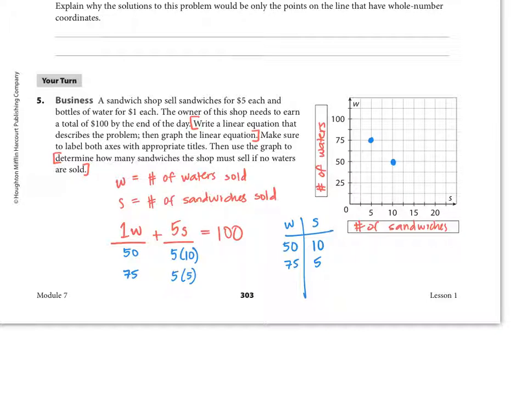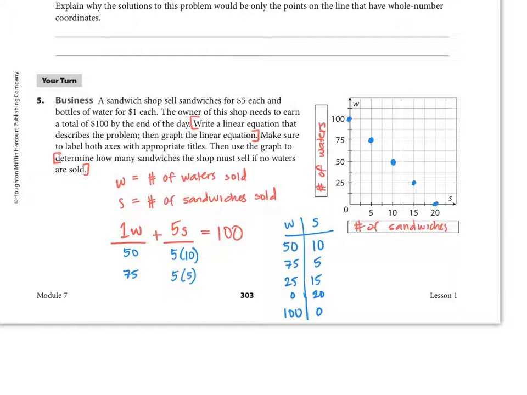Okay, and we can continue. I'm not going to go too much in detail with how I'm getting these other numbers. Go ahead and work out the math, and you should see that 15 sandwiches means that the shop has to sell 25 waters, which is here. 20 sandwiches is 0 waters. And 0 sandwiches means 100 waters need to be sold.